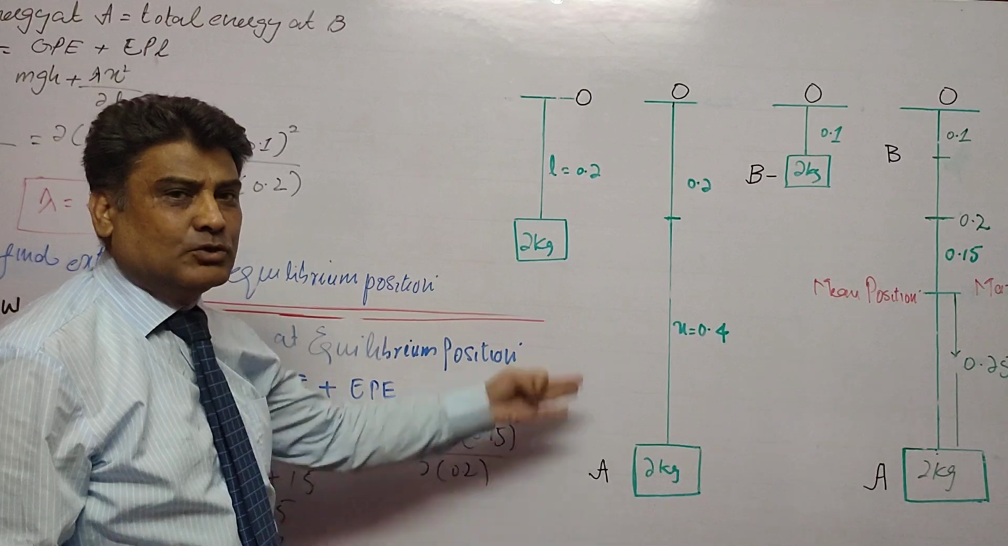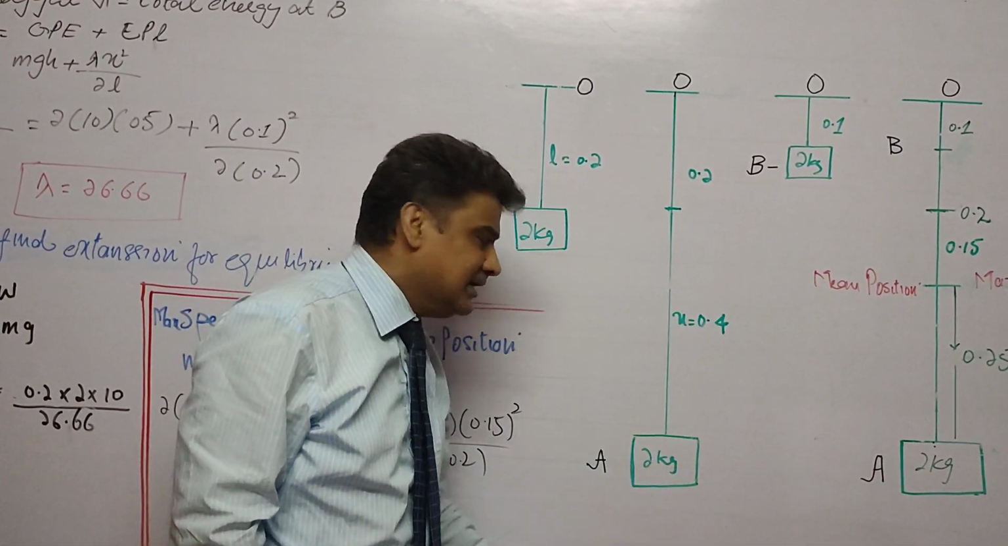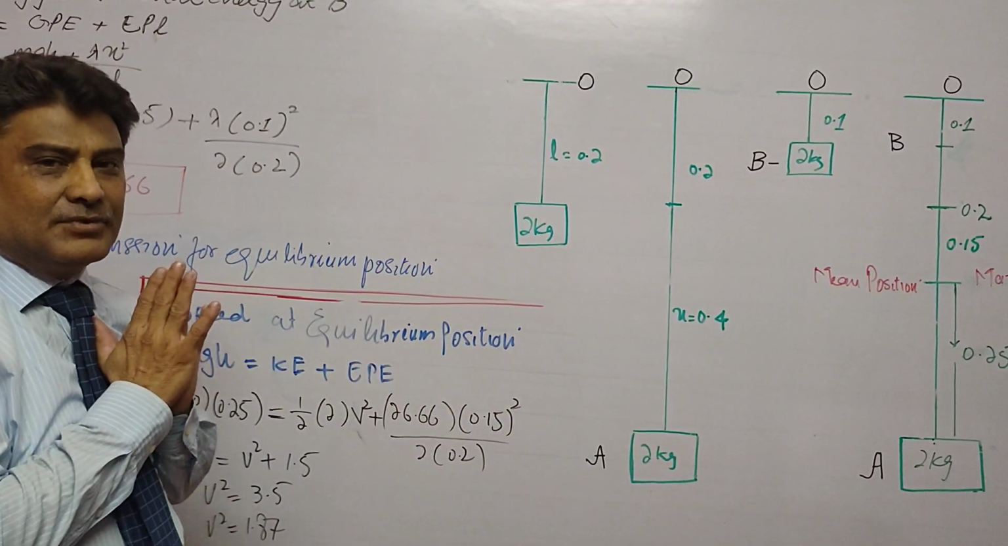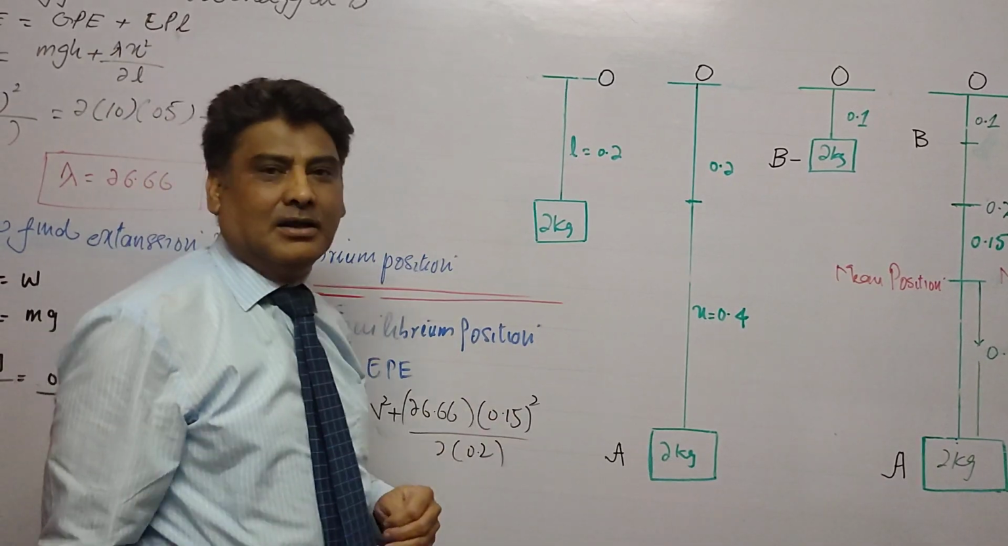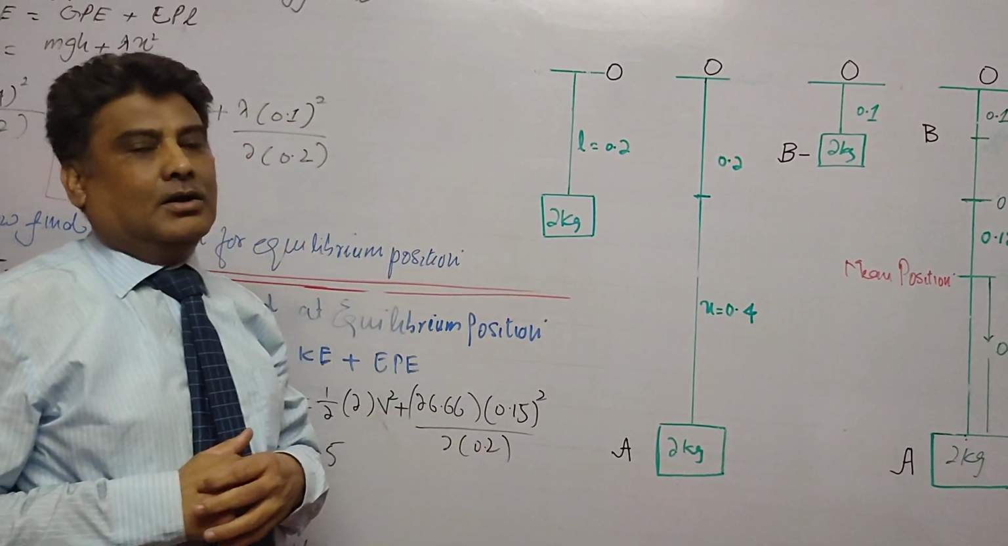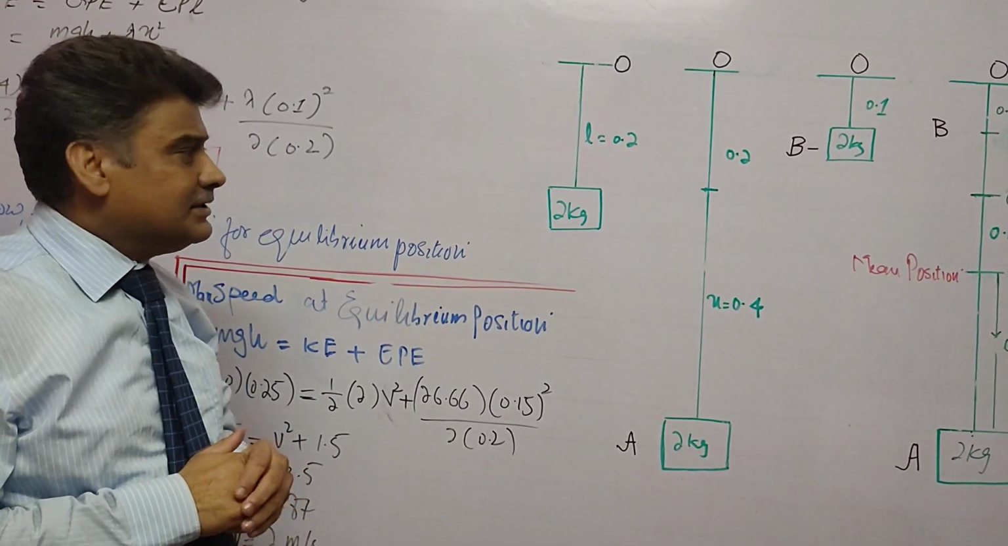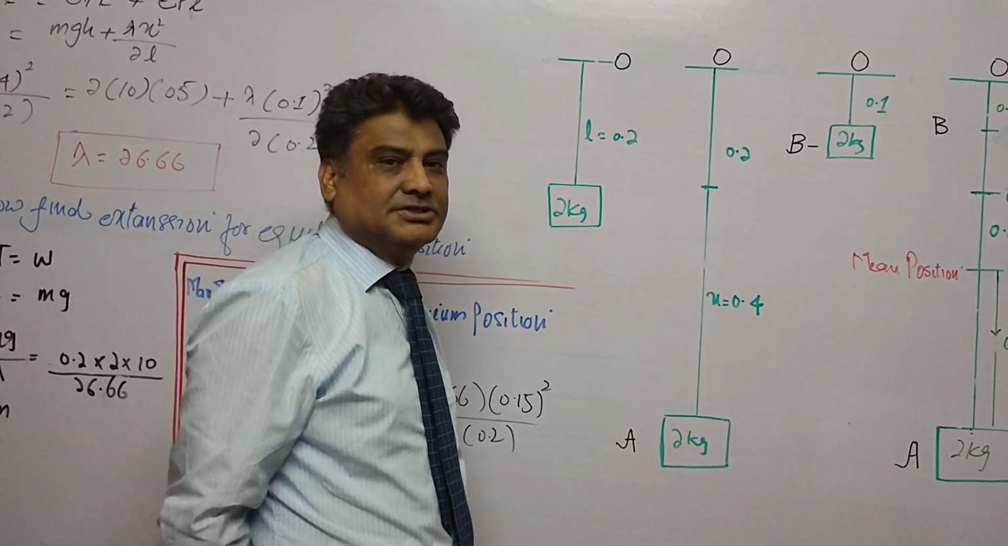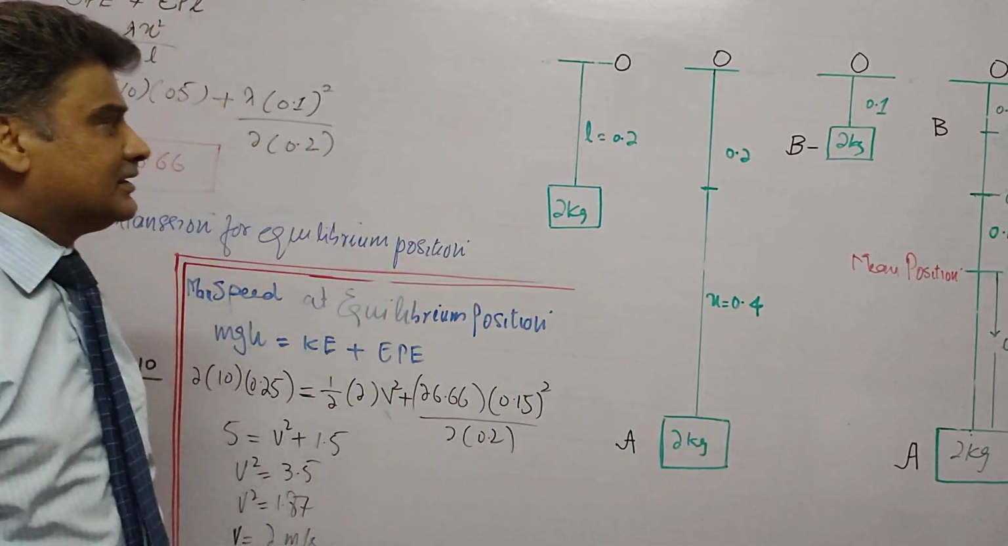And now it will continue its motion between the two points A and B. We just have to find the maximum speed of this particle, and we also have to imagine where its speed will be maximum. This was the simple statement of this problem.